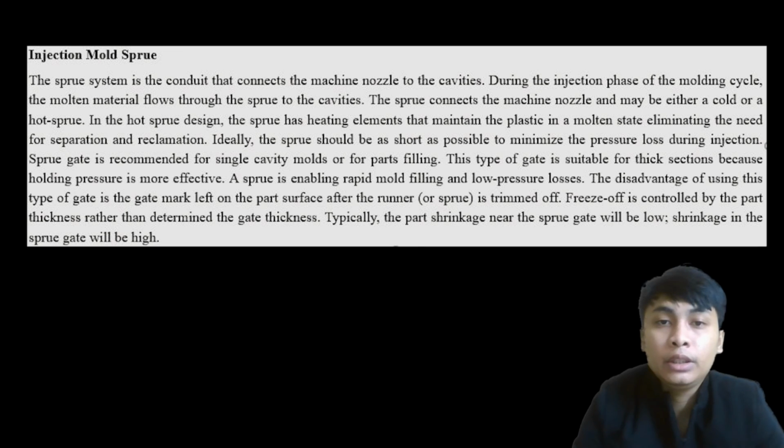For our project, we use the long type of sprue, and a sprue gate is recommended for single cavity molds for filling the part. This type of gate is suitable for thick sections because holding pressure is more effective. A sprue enables more filling and low pressure loss. The disadvantage of using this type of gate is a gate mark left on the part surface after the runner or sprue is trimmed off. Freeze off is controlled by the part thickness rather than the gate thickness. Typically, the part shrinkage near the sprue gate will be low. Shrinkage in the sprue will be high.